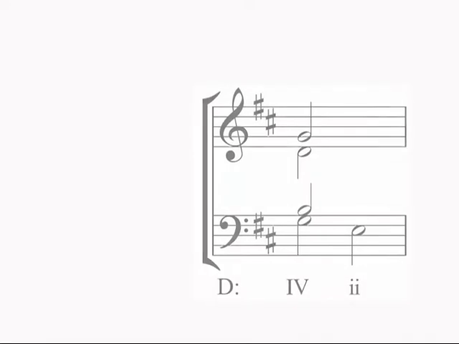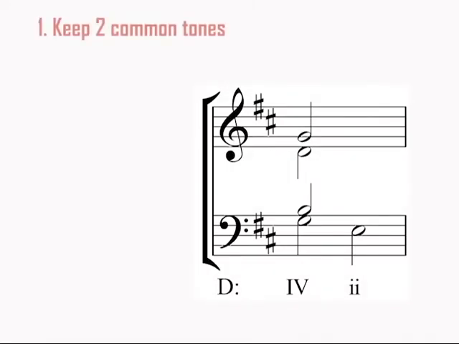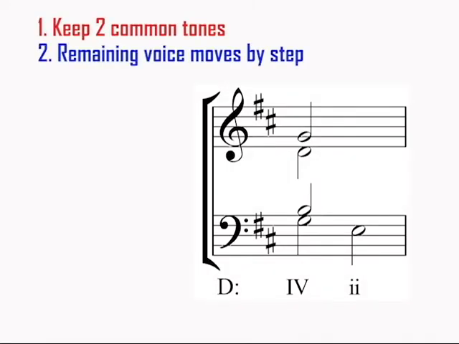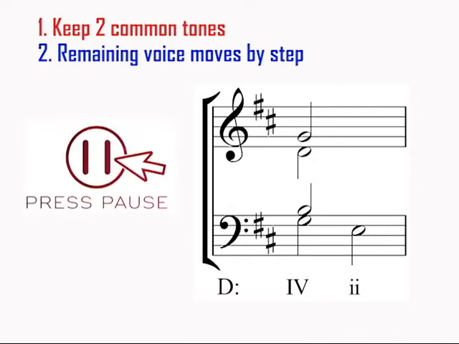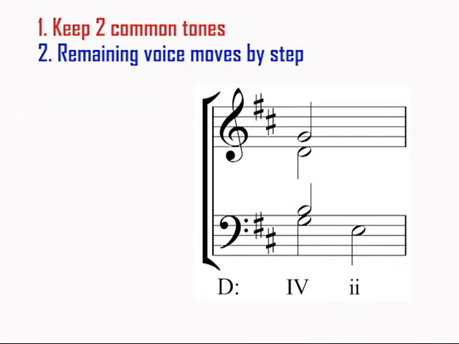Here we have a 4 chord going to a 2 chord in D major. Figure out the notes of the 2 chord and how to connect them using the T formula. Push pause until you have the answer. The notes that we're looking for in this chord are E, G, and B. So the two common tones are the B and the G. And the final note, the D in the alto, moves up by step to double the E.